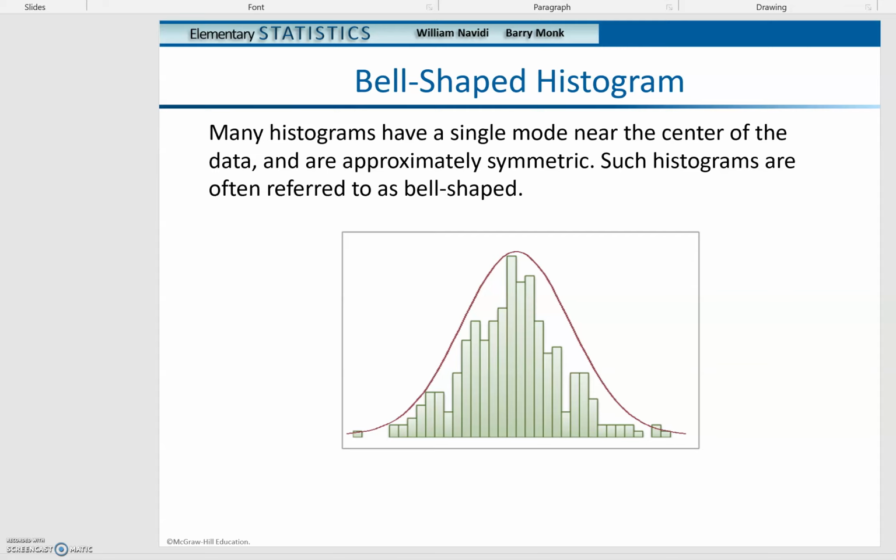Bell-shaped histograms. Many histograms have a single mode near the center of the data and are approximately symmetric. Such histograms are often referred to as bell-shaped. So here you can see clearly the bell shape of the histogram.